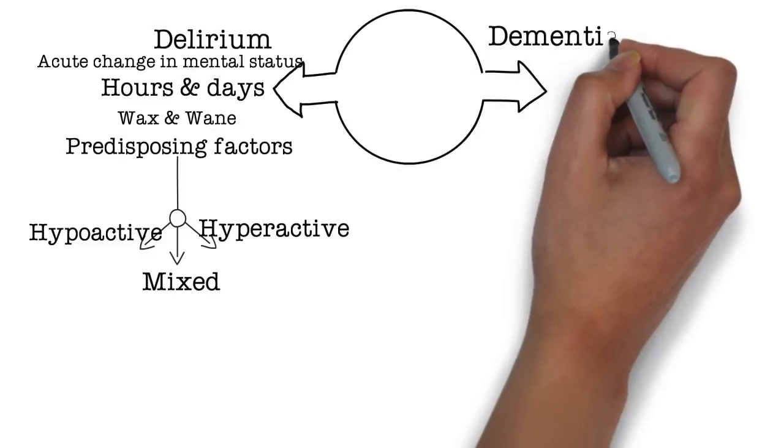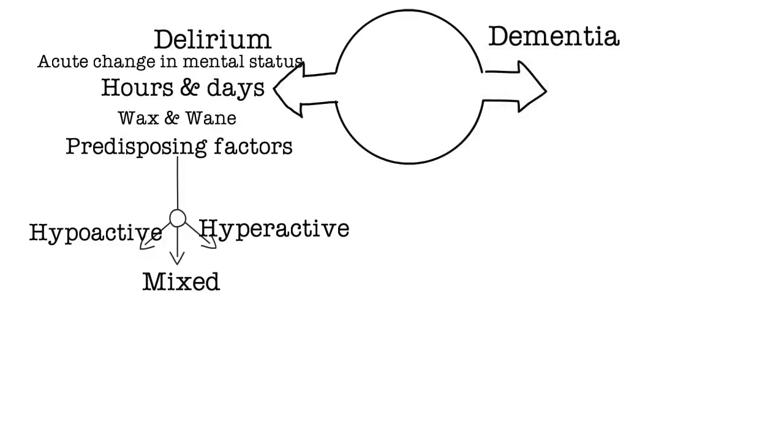And on the other side, there is dementia. It is gradual loss of cognitive function. Mental status does not fluctuate, and there won't be any hallucinations, and you won't see any other symptoms of delirium.